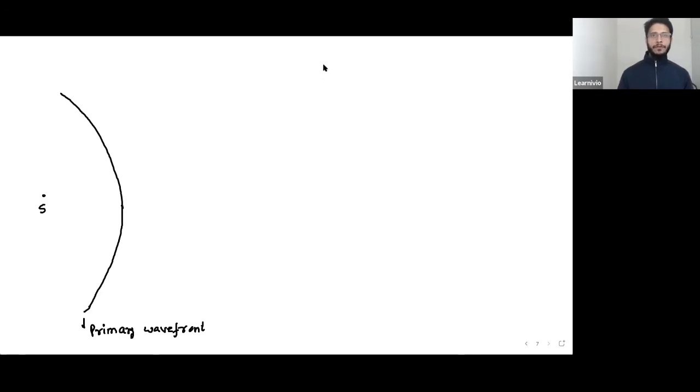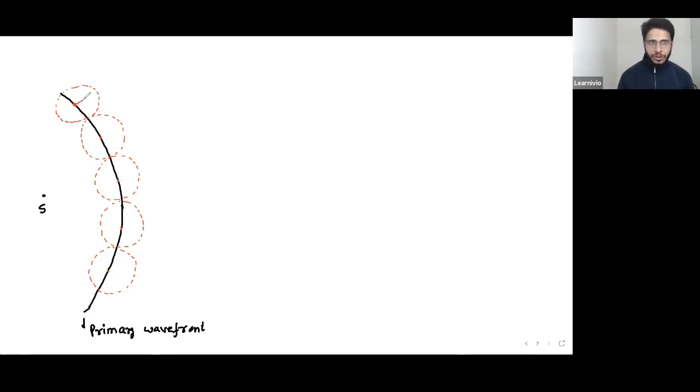Now, every point on the primary wavefront will act as a fresh source of disturbance. Each and every point will act as a fresh source of disturbance. So every point is acting as a source itself. The source generated the first wavefront, which is the primary wavefront. Every point on the primary wavefront is acting as another source.